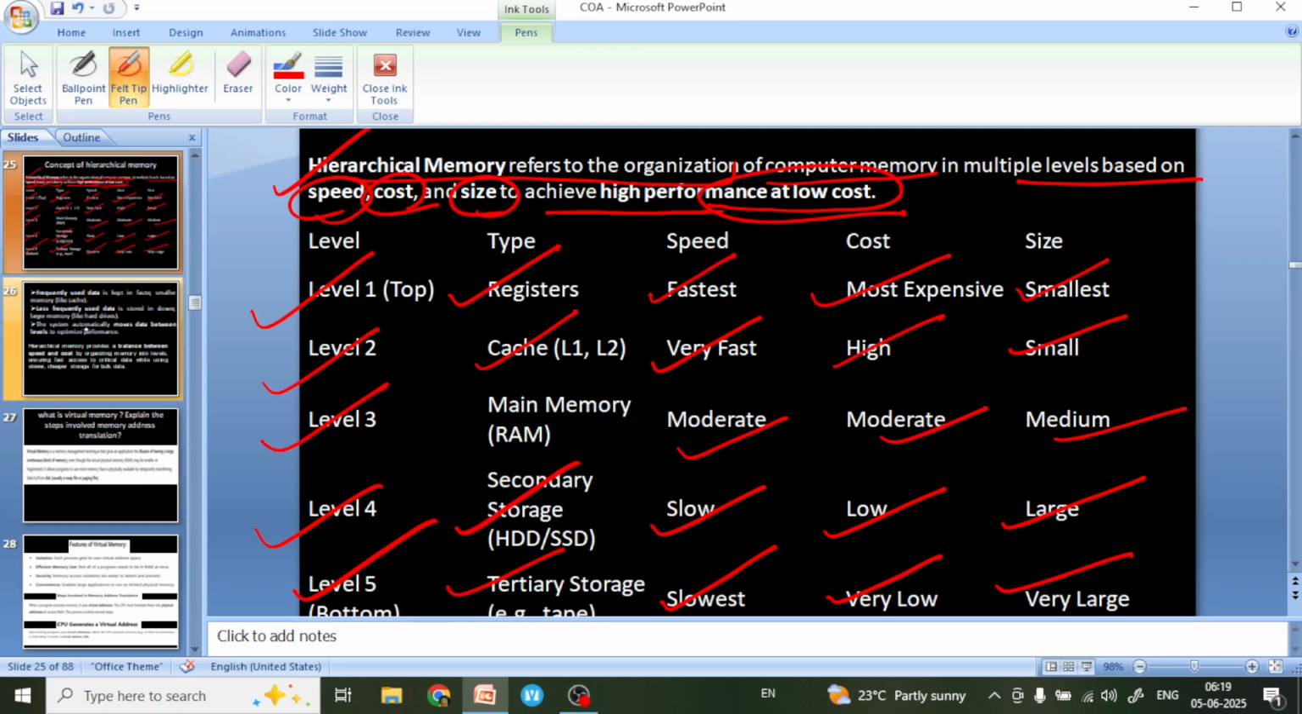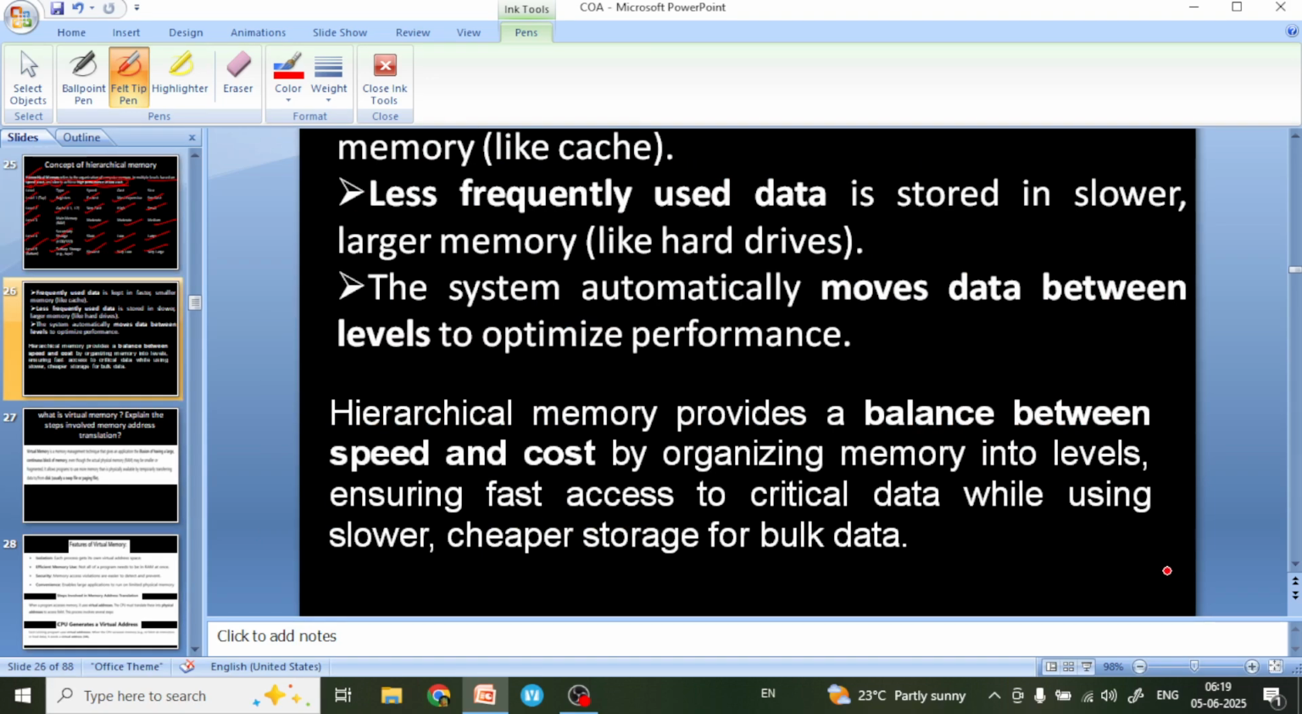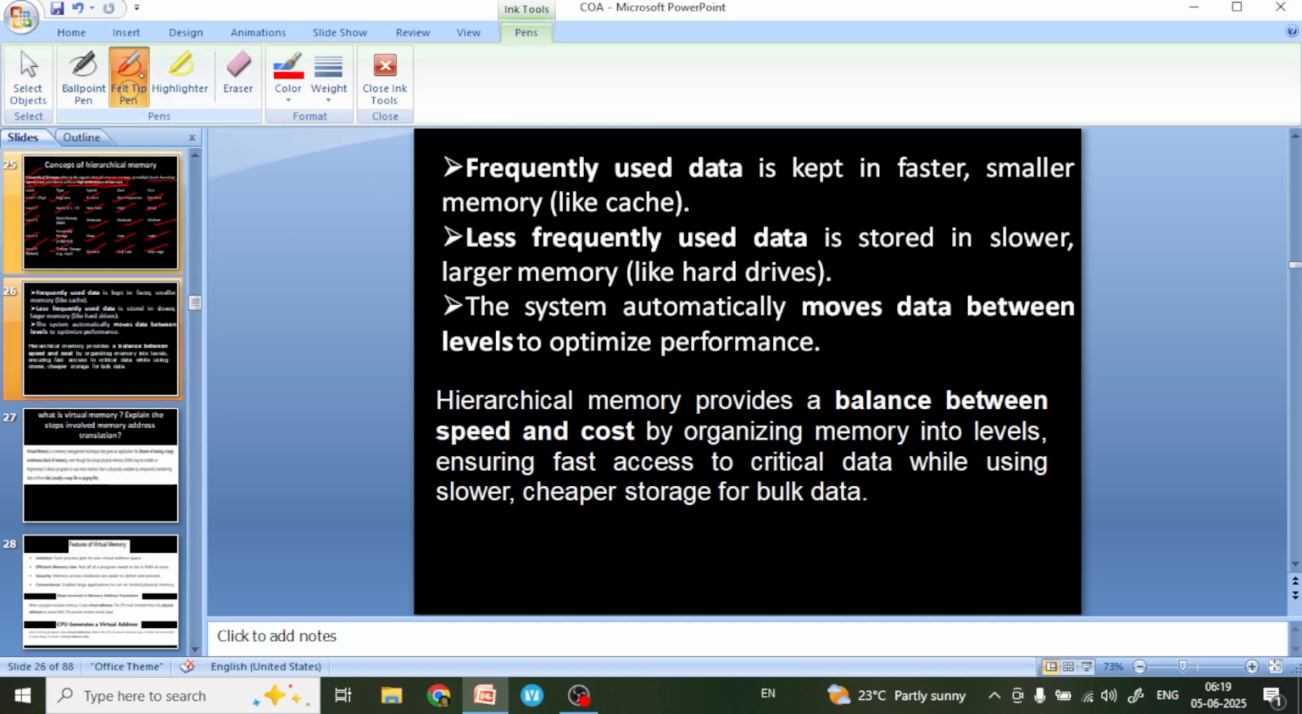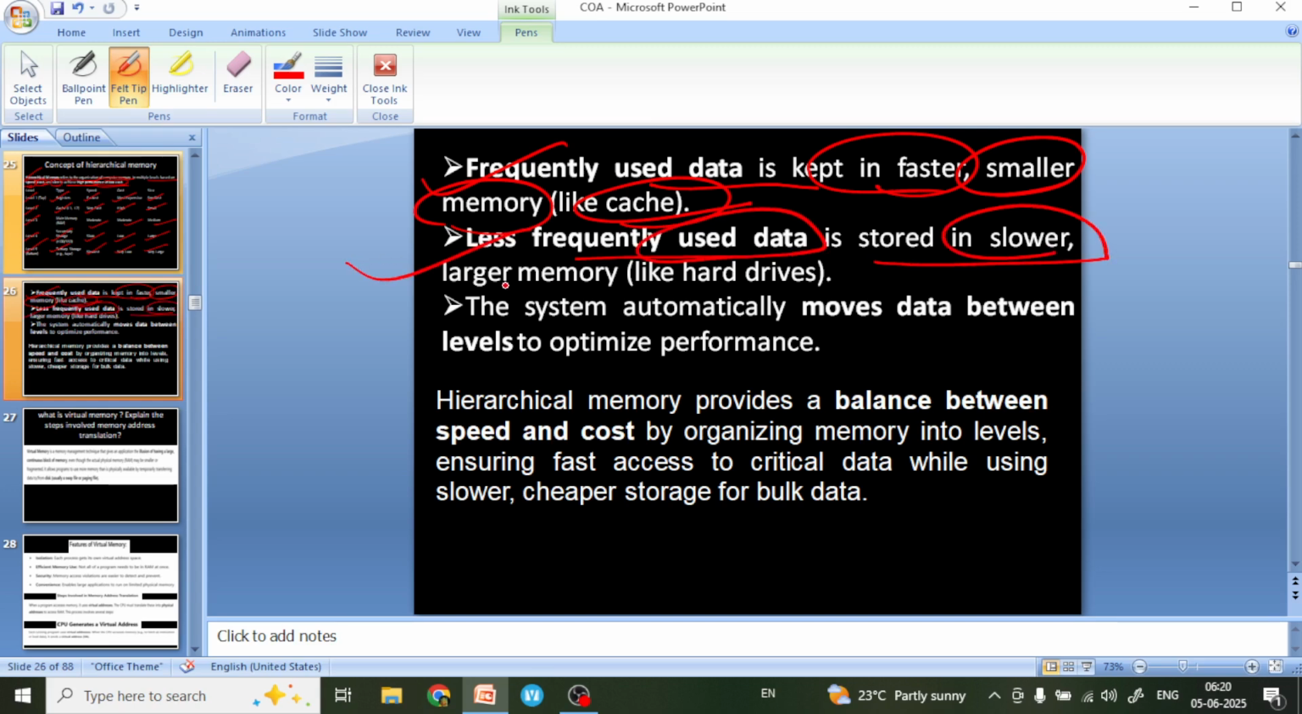Now the next point is about hierarchical memory. Frequently used data is kept in faster, smaller memory like cache. Less frequently used data is stored in slower, larger memory such as hard drives, and the system automatically moves data between levels to optimize performance.